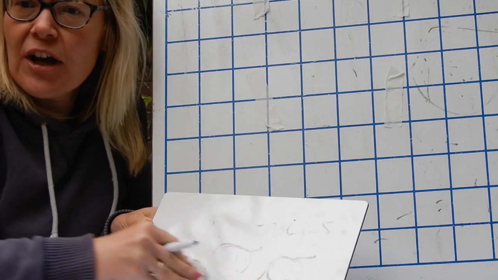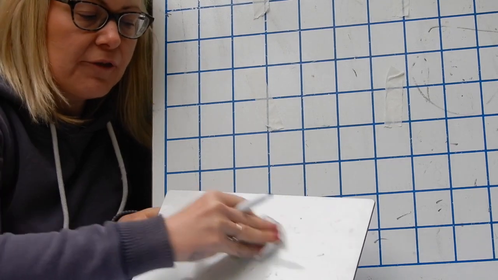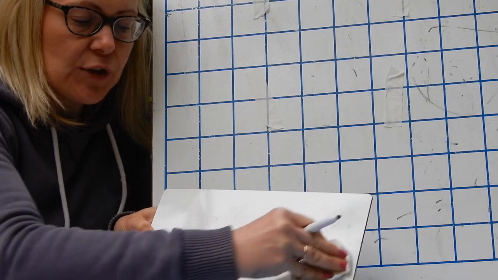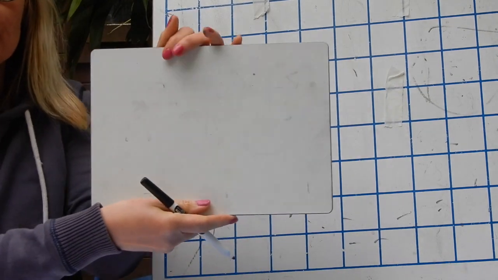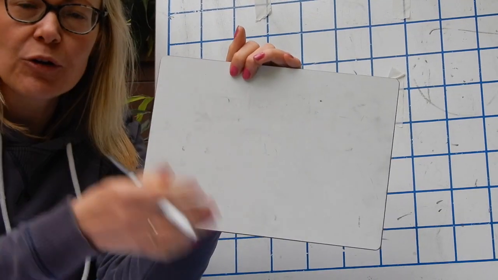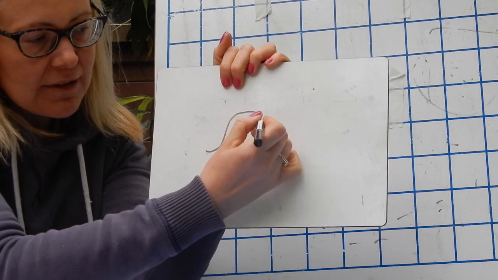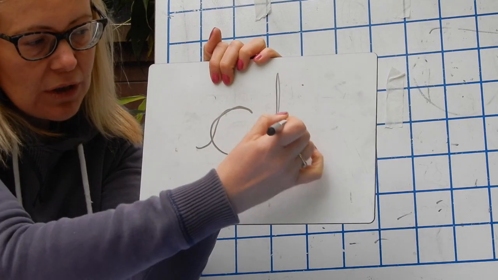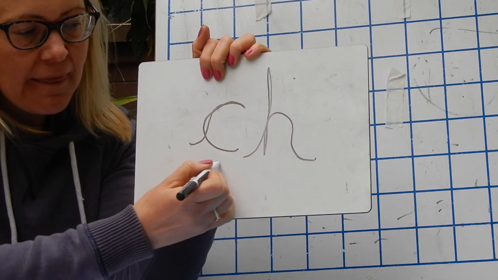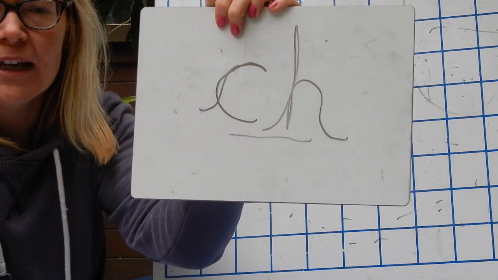Next up, I want you to have a go at writing ch, the digraph ch on your board. So you're looking for 2 letter sounds, and in what order do they go to do ch? If you can have a go and pause the video and have a go on your boards or your paper. And now we're going to do it together. So the ch sound is a curly k followed by a much taller h, and together they make ch. Well done if you got ch right.